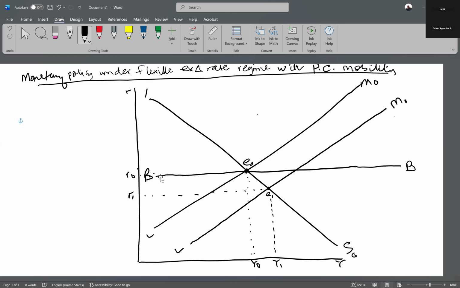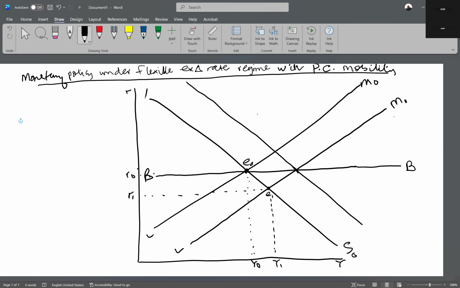Yes, sir. Now the X minus M is on the IS curve. As we are now experiencing balance of payment surplus, the IS curve will shift to the right. You get it? So the IS curve will shift to the right. This mark here. So we draw it.